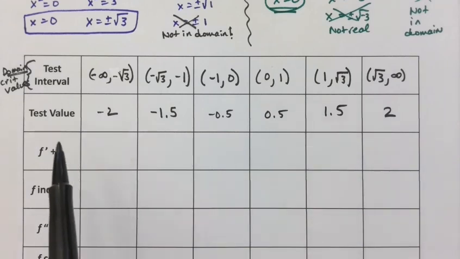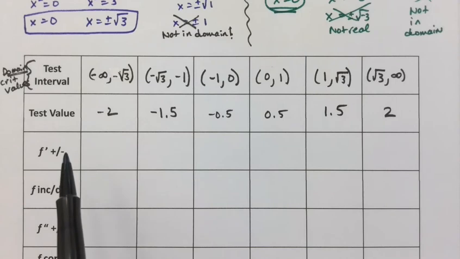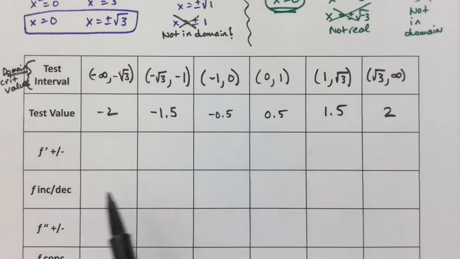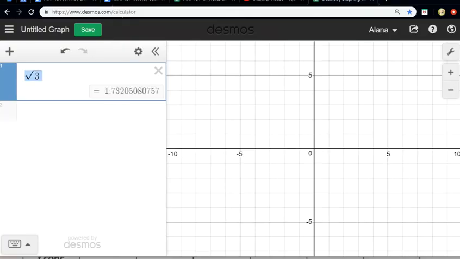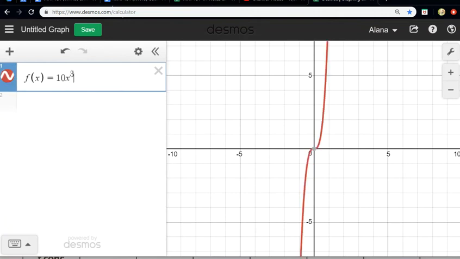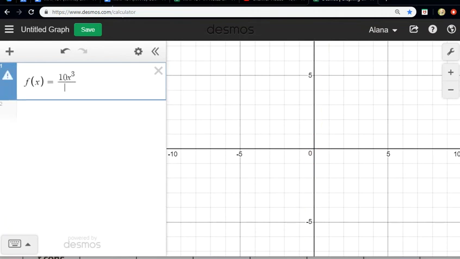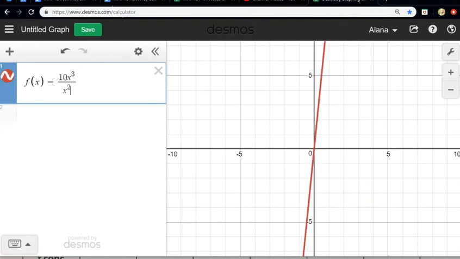Okay, so now I want to know whether my f prime is positive or negative in each of these. And then that'll determine whether my function's increasing or decreasing. Now, there's an easy way to do this and a hard way to do this. Because we have to test so many values, it's easier if you put in your functions. So you'll notice I went to Desmos, and I'm going to put in my function. I'm going to label it f of x equals 10x to the third. I move my arrow to the right, and I'm going to divide that by x squared, take away 1.